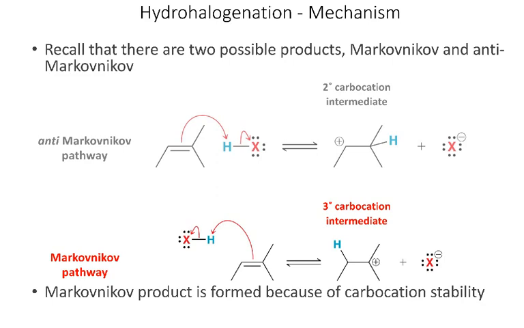All right, so if you recall, there are two possible products. We can have Markovnikov addition, where the halogen adds to the more substituted carbon, and anti-Markovnikov addition, where the halogen adds to the less substituted carbon. In order to have anti-Markovnikov addition, when the pi bond attacks the hydrogen, the hydrogen goes to the more substituted carbon, and then we get the carbocation on the less substituted carbon. Whereas for the Markovnikov pathway, when the pi bond attacks the hydrogen, the hydrogen goes to the less substituted carbon, and we end up with a carbocation on the more substituted carbon.